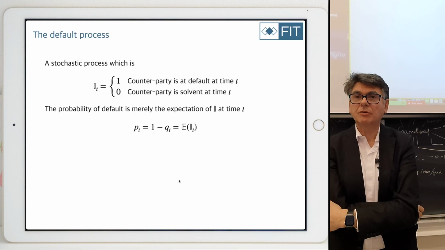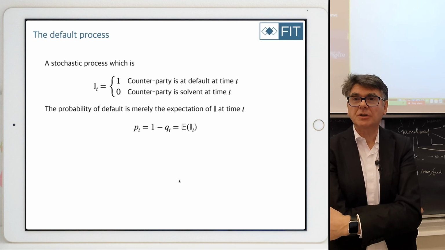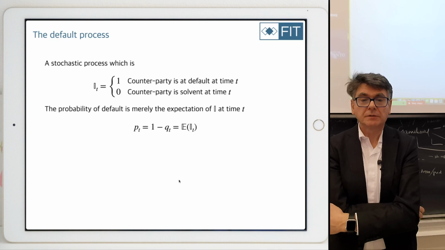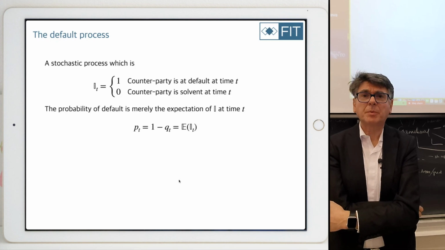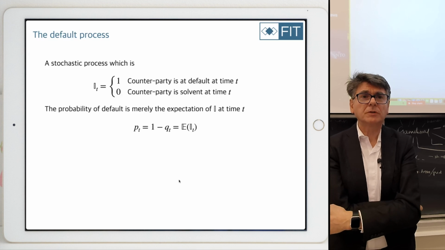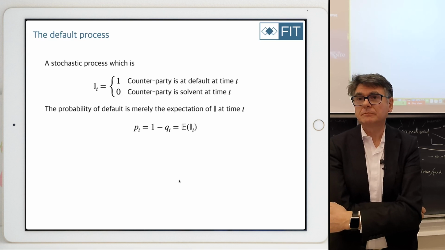It only has two values, 0 and 1, and it changes from one to the other only once, when you default. We don't know when that is, so that's what makes it a stochastic process. Then think that the probability of default would be the expectation of this process at a particular point in time.